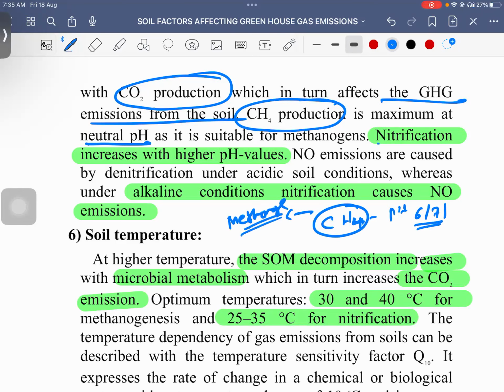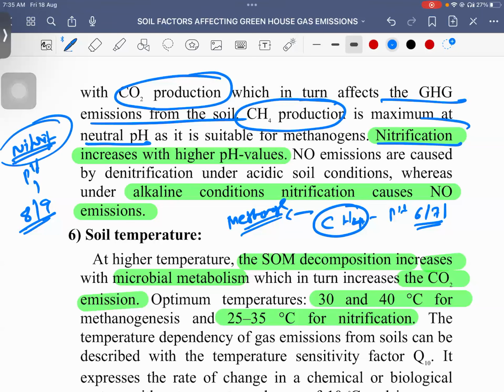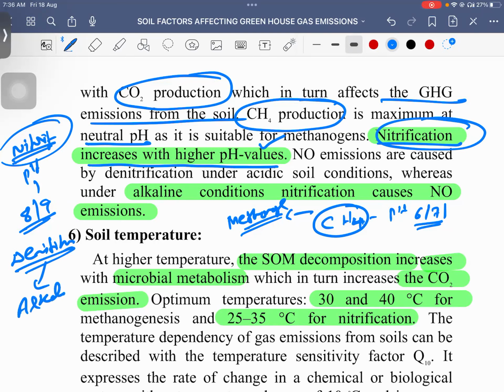Next, nitrification increases with higher pH value. It usually happens at pH around 8 to 9, and increases with higher pH values. Another important factor you should remember is the denitrification process. This usually happens in case of alkaline pH.